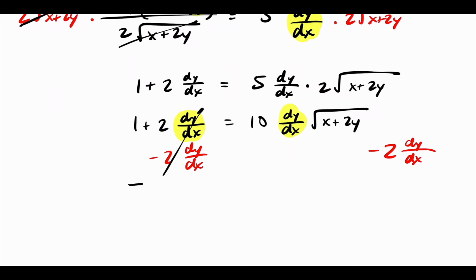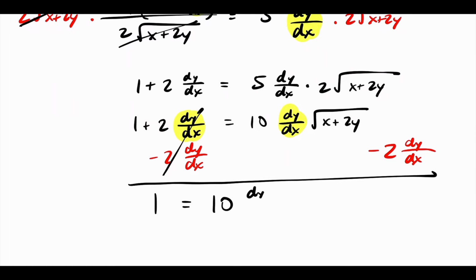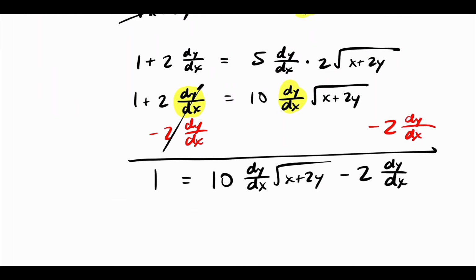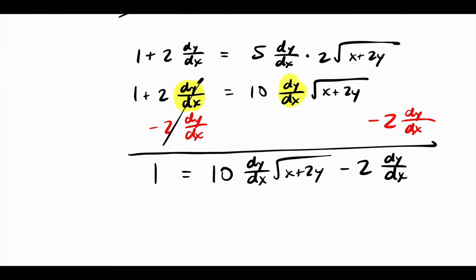Okay, so that goes away. We got 1 equals 10 dy dx root x plus 2y minus 2 dy dx. So now on the right side, how many terms do we have? On the right side of the equal sign, how many terms do we have? 2, right? We have 2 terms.